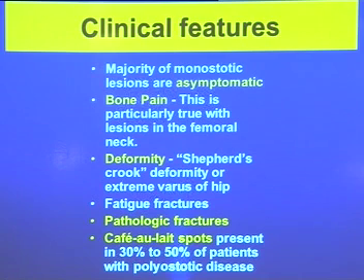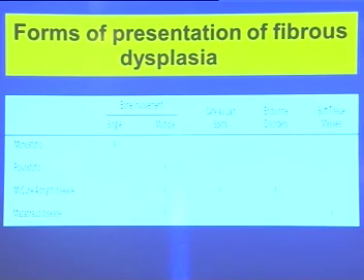So there is fatigue fracture, and there are pathological fractures when the stresses are higher, and you have presence of cafe au lait spots in 30% to 50% of the polyostotic patients. Especially this happens with the Albright syndrome. The forms of presentation, so you have these four forms.